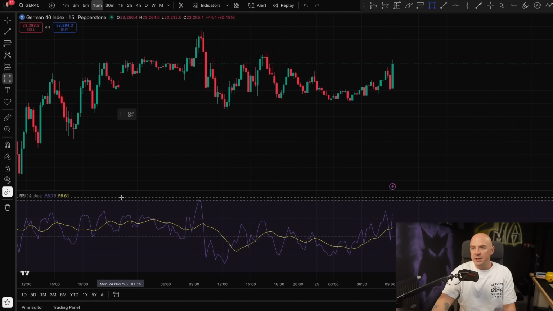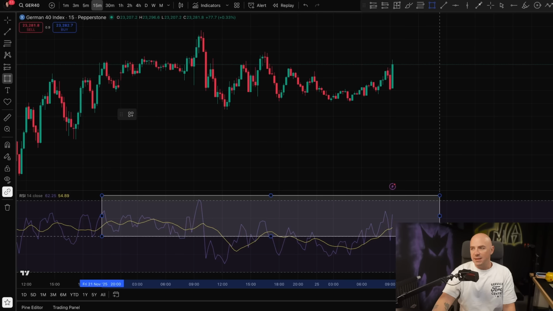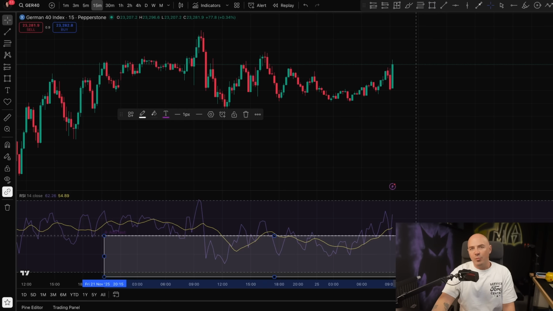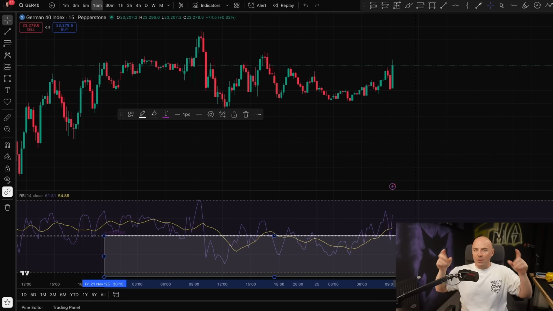And all you have to understand is, if price is in this top half, it is bullish. If price is in this bottom half, it is bearish. The momentum is weighted to the sell side, or the momentum is weighted to the buy side.